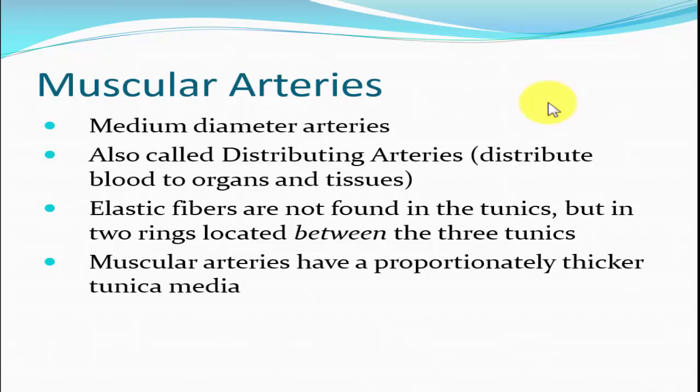So once you get to your destination on the train, it's basically going to drop you off and send that blood to organs or tissues, or send you back to different parts in town. Elastic fibers are not found in the tunics, but in two rings located between the three tunics. Muscular arteries have a proportionally thicker tunica media. So the tunica intima was the inside, tunica media was the middle portion, and the tunica externa was the outer. The muscular arteries are going to have a proportionally thicker tunica media just because of the transportation for distribution.